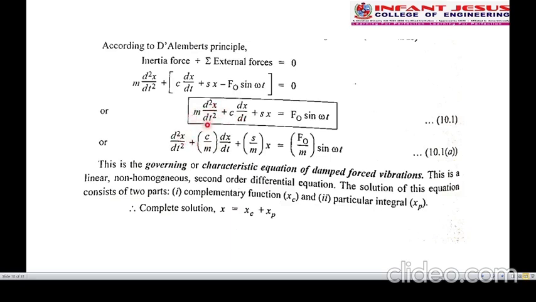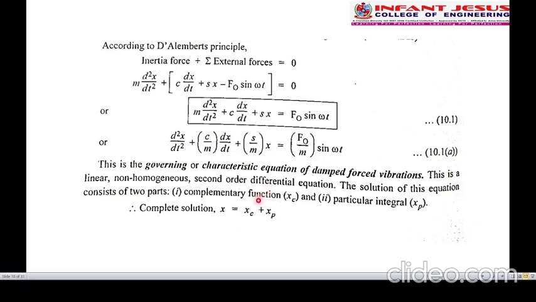So d square x by dt square plus c by m dx by dt plus s by m into x equal to f naught by m sin omega t. So this equation is called the characteristic equation of the damped forced vibration, or we call it the governing equation. This equation is seen to be a linear, non-homogeneous, second order differential equation. For finding the solution of this differential equation, we have one method.